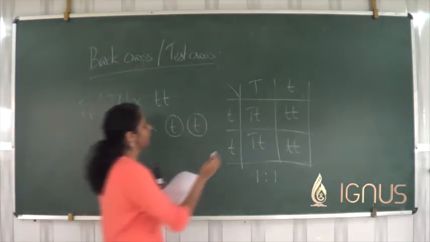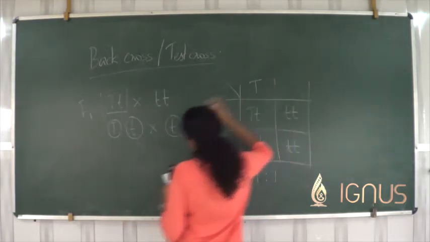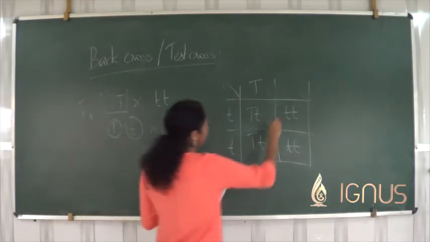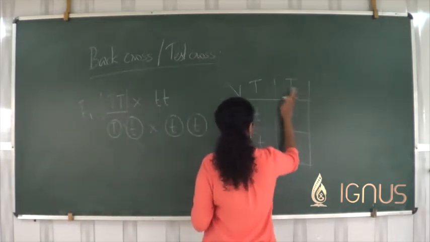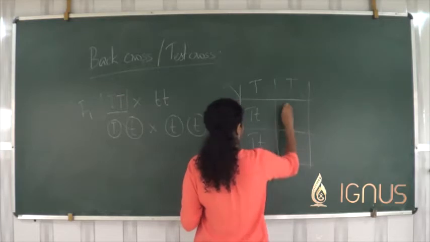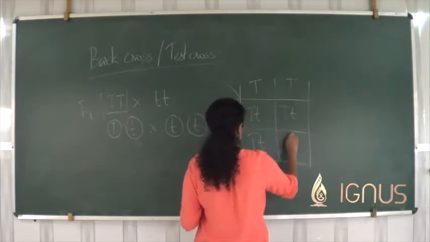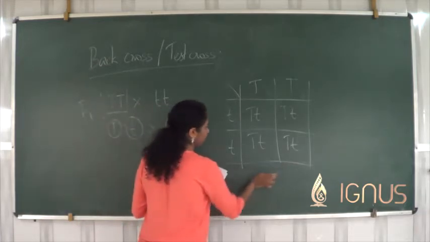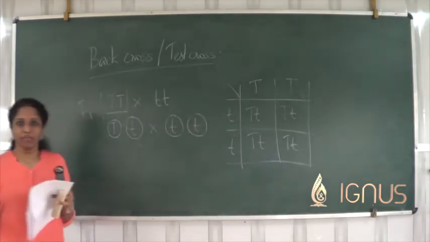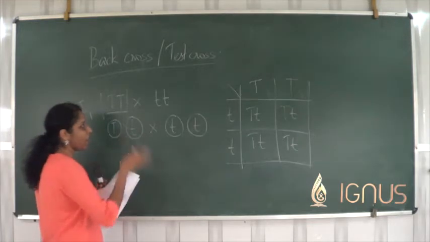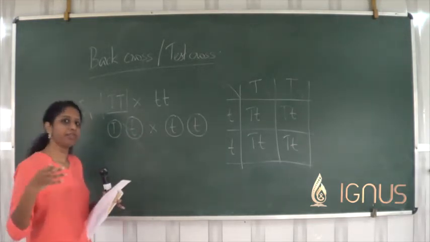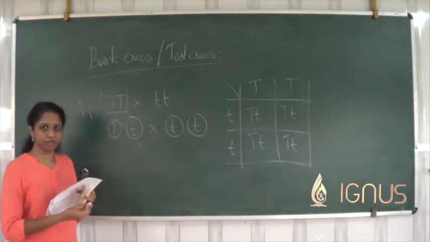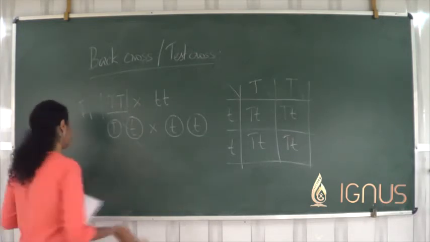So if the F1 generation was a homozygous tall, then this small t here would be capital T. So all of them would end up being tall, and you would not get a 1:1 ratio anymore. And so only when you get a 1:1 ratio of half of them being tall and half of them being dwarf, you know that the F1 generation was heterozygous and not homozygous.